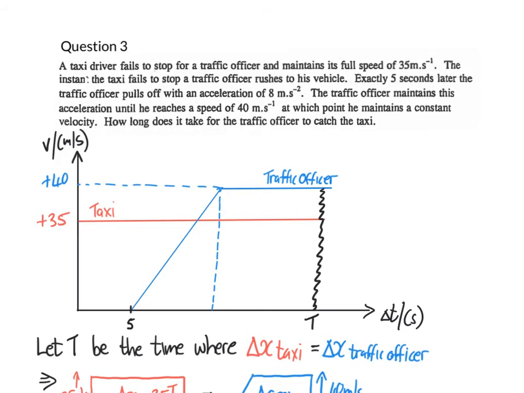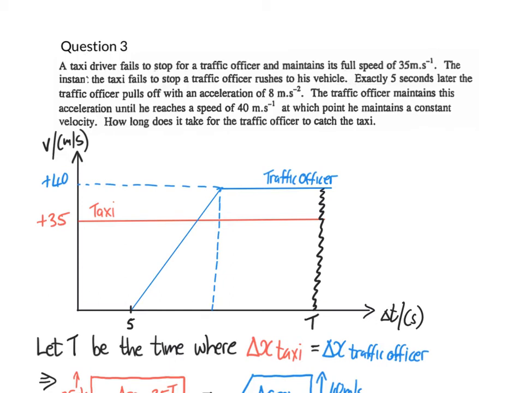So we look at another problem. In this problem, we have a taxi driver who fails to stop for a traffic officer and maintains its full speed of 35 meters per second. Now, I'm going to show you that in some problems, it actually is easier to work with the graphs of motion rather than the equations of motion. So I am going to use a graphical solution here rather than equations of motion. I'm going to leave the equations of motion for you if you would like to do it.